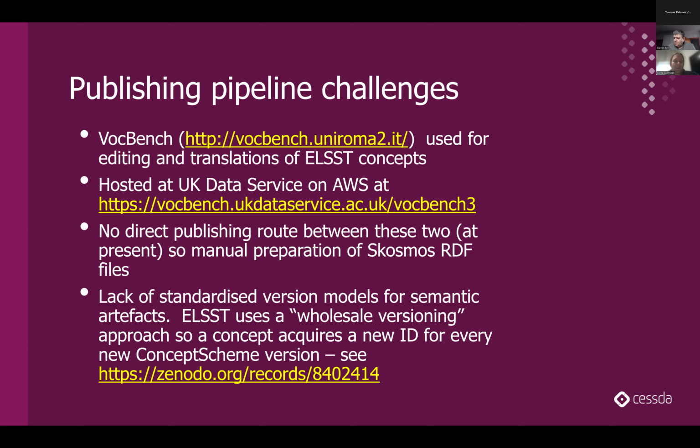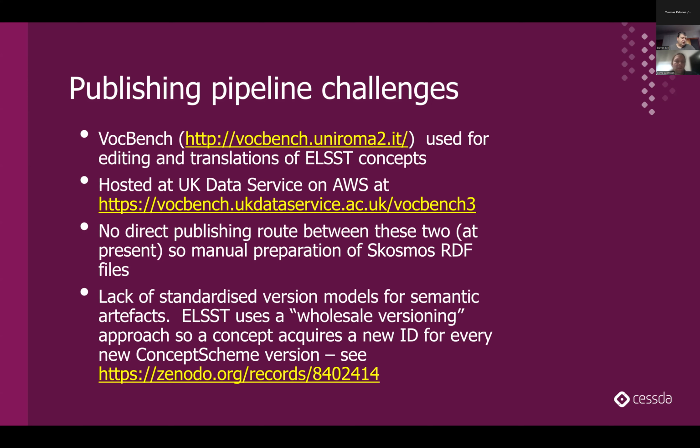Now, there are a number of approaches to versioning. The approach we've taken in ELST is frankly not the most elegant way of doing versioning. What we do is when there is a new version of ELST, we've recently released version 6, for example, we say this is version 6 of the concept scheme as opposed to version 5. Now, all the underlying concepts then increment a version as well. So we'll say concept X is now version 6, irrespective of whether it has actually changed or not.